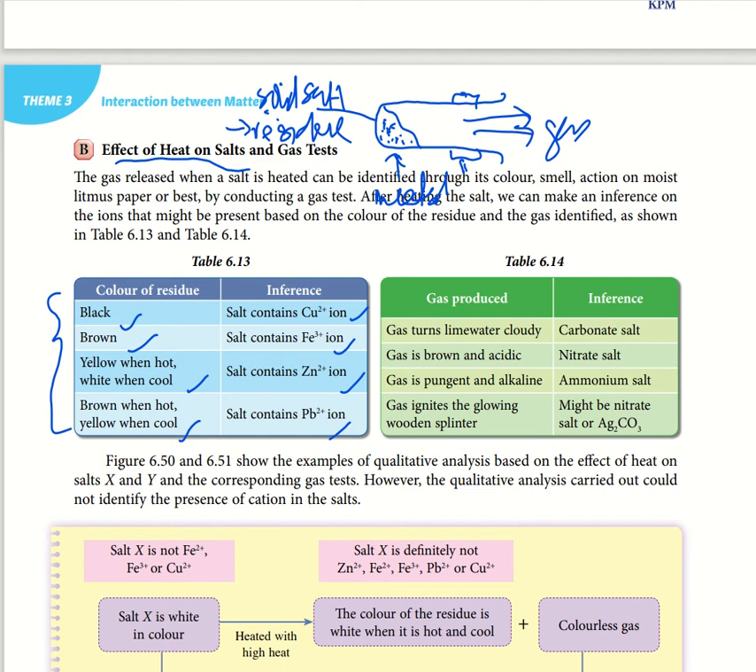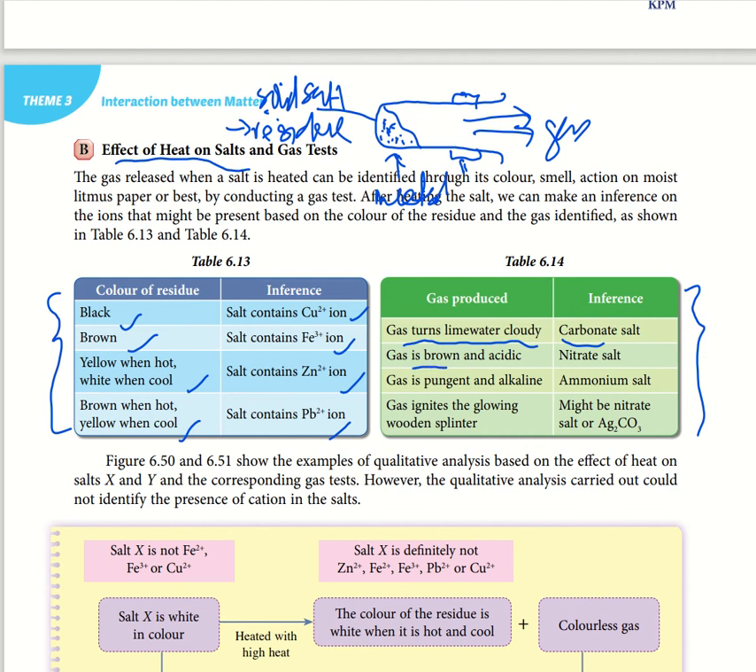And then this is the test for gas produced. We have different types of gases. Here we have some for carbonate salt. If the salt after heating produces carbon dioxide, then it is a carbonate salt. The carbon dioxide gas turns lime water cloudy. This is the test for gas.